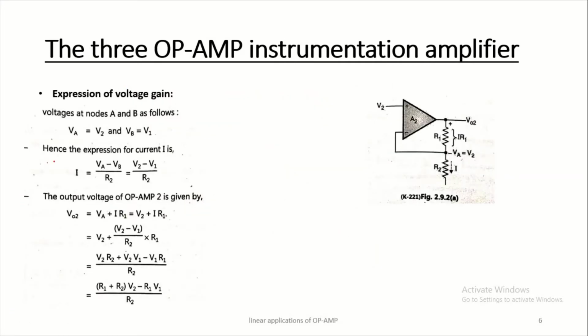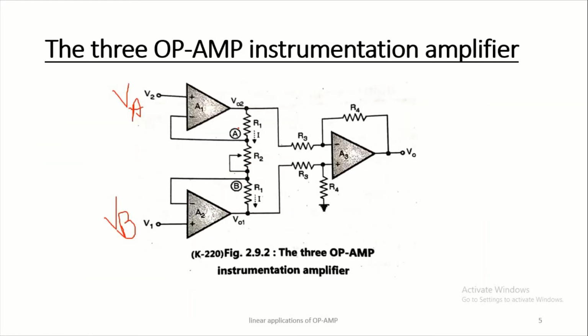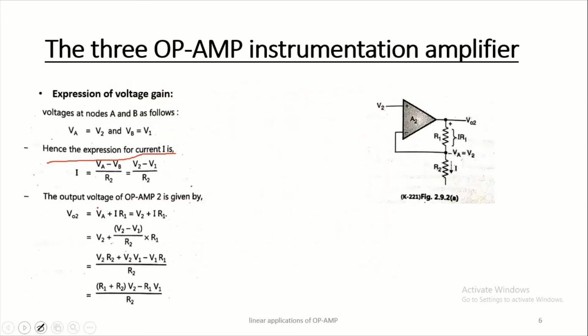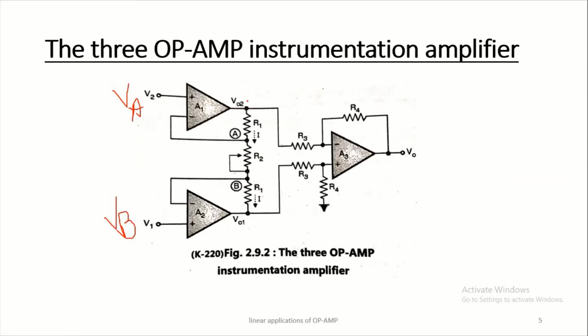Now the expression of the current I: the current is flowing through this resistance, so we can write it as VA minus VB divided by R2. The value of VA is V2 and VB is V1, so the current equation becomes V2 minus V1 divided by R2. Now the output voltage of op-amp 2, the first one, the upper one, is denoted as V02, and we have to write the equation for V02.